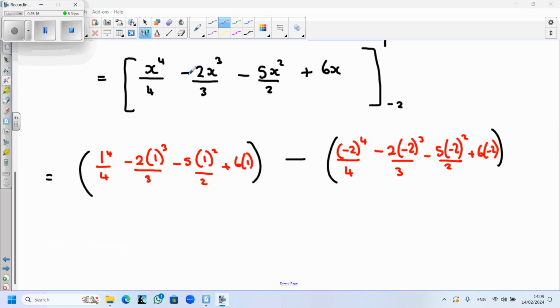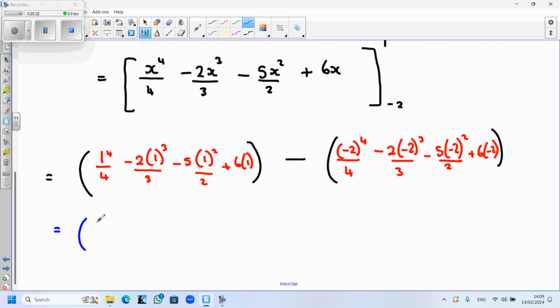Okay, I've substituted in 1 every time I saw an x, and I've substituted in -2, and remember we take them away. So you've got to be really careful doing this. So be careful if you're using a calculator, make sure you're careful at every stage.